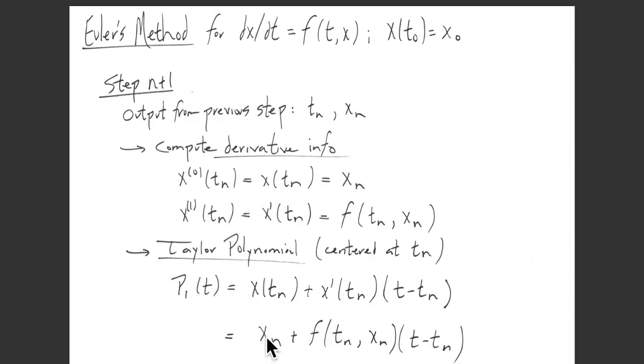Notice that xn will be a constant here because it's known from the previous step. And actually this number too will be some constant because it's known from your DE and from the tn and xn values you got from the previous step. The only variable here really is the t. So this is an equation of a line. This is your first degree Taylor polynomial.